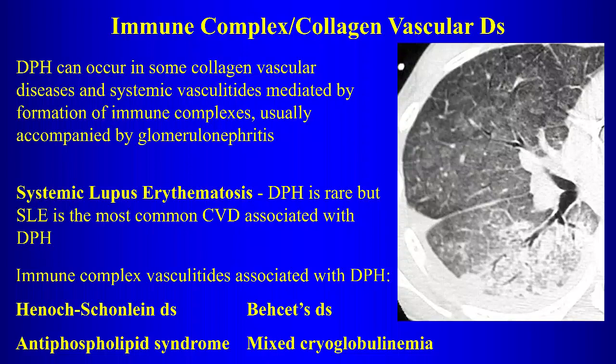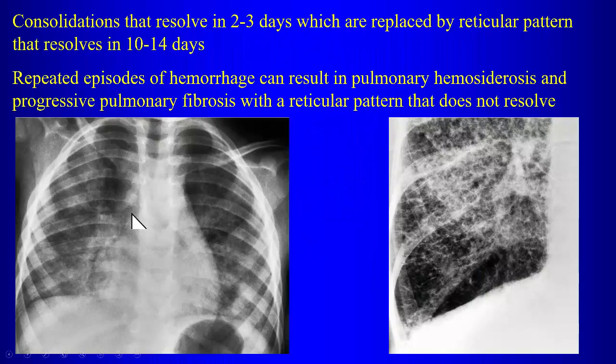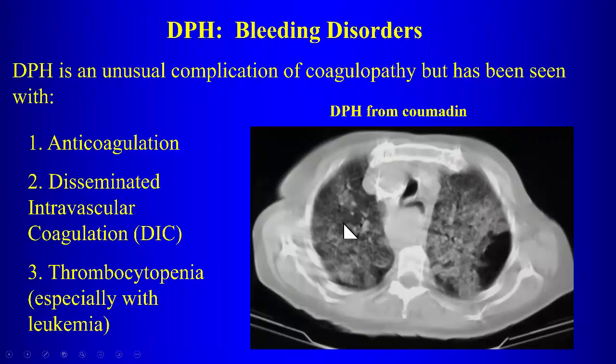Now, there are other diseases that can also be associated with pulmonary hemorrhage. SLE can do it. Other immune complex vasculitides can also do it. There's a disorder called idiopathic pulmonary hemosiderosis. So this is diffuse pulmonary hemorrhage without renal or immunological abnormalities. This tends to affect children. It's the most common cause of diffuse pulmonary hemorrhage in children. So these patients will have consolidations from pulmonary hemorrhage. So pulmonary hemorrhage in children, you can think of idiopathic pulmonary hemosiderosis.